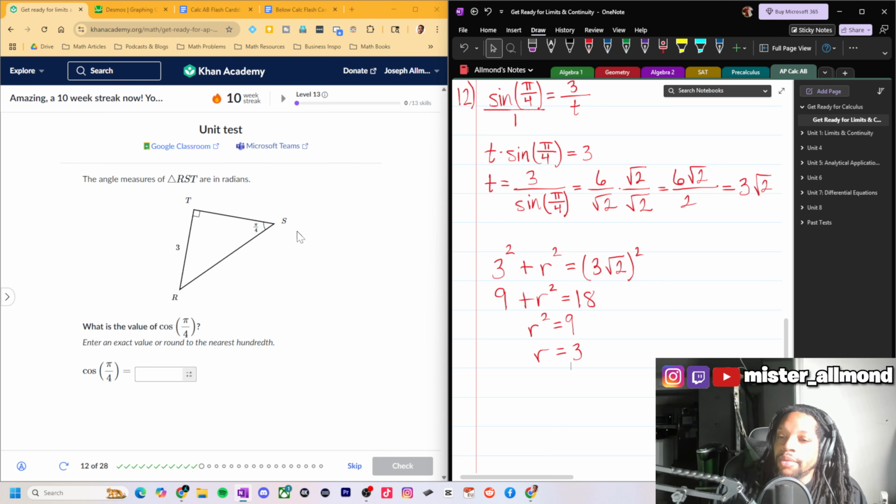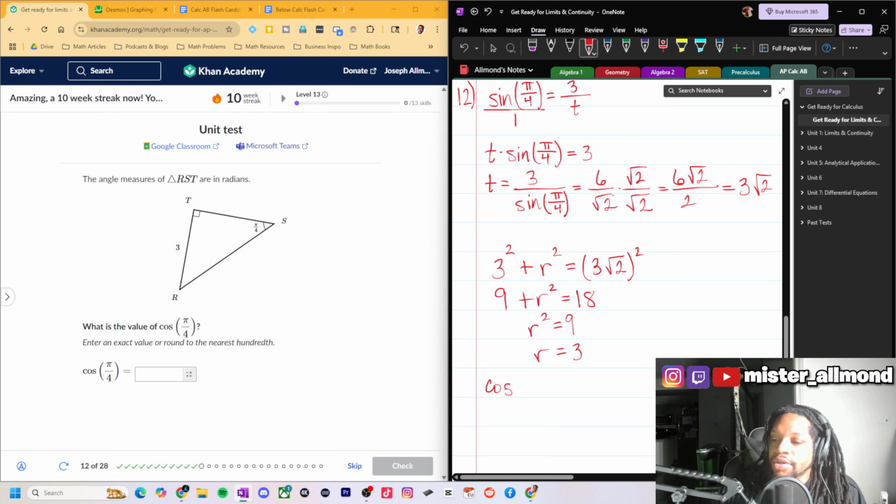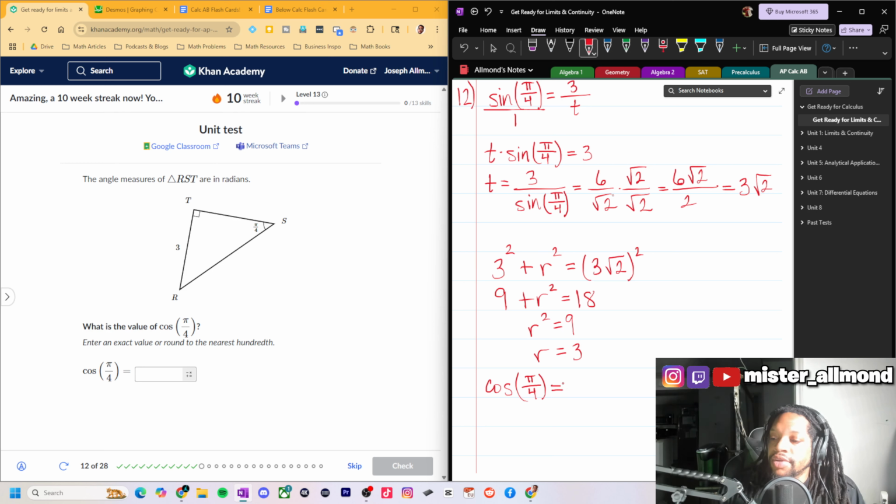But okay, so now that we know all 3 sides, we can now get what we want, which is cosine of pi over 4, which should be root 2 over 2. Let's see if that's what we get. Cosine is what? Adjacent over hypotenuse. And we just found out that our adjacent is 3. And then our hypotenuse was 3 root 2.